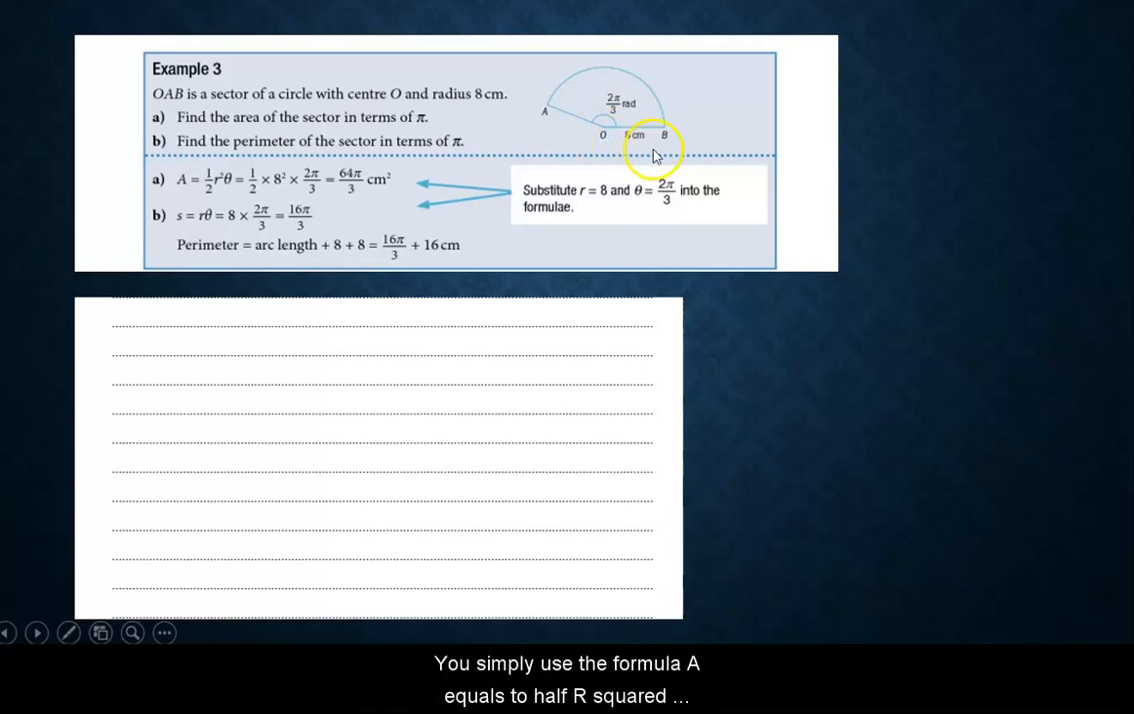In terms of pi, you simply use the formula A equals half r squared theta. The radius is 8, right? So you simply take 8 squared multiplied by half times 2 pi over 3, as it is given in the center. You will get 64 pi over 3.